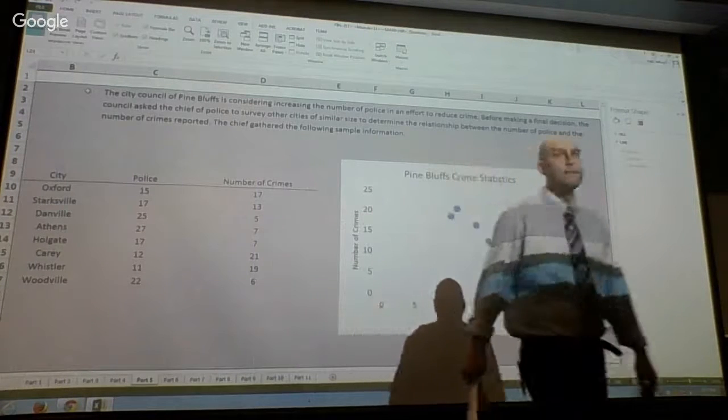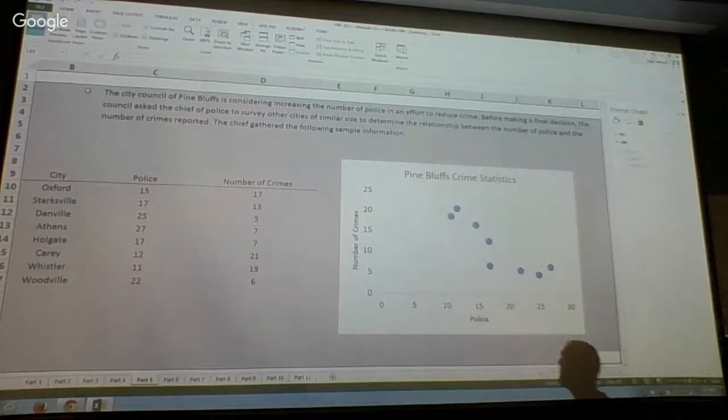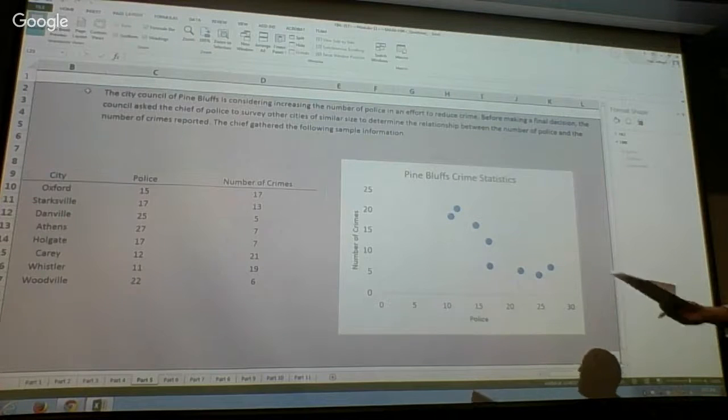We're talking about crime. In this case, the City Council of Pine Bluffs is considering increasing the number of police in an effort to reduce crime. If there is a negative relationship between the number of police and the amount of crime, then maybe it's a good idea. Before making a final decision, the council asked the chief of police to survey other cities of similar size to determine the relationship between the number of police and the number of crimes reported.